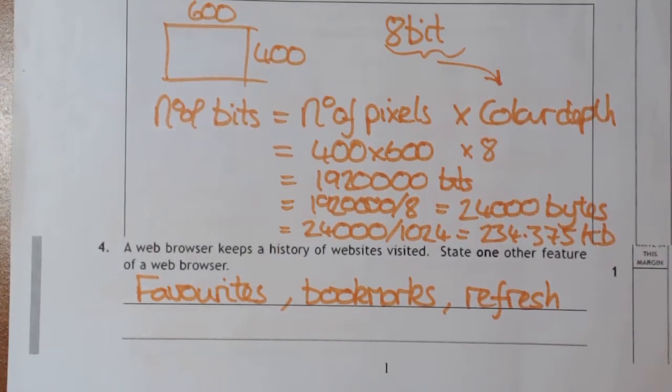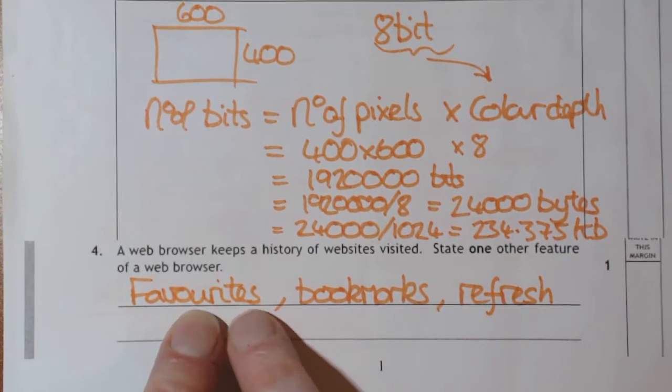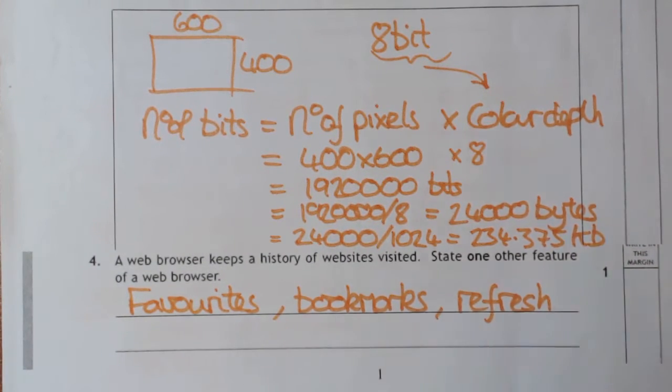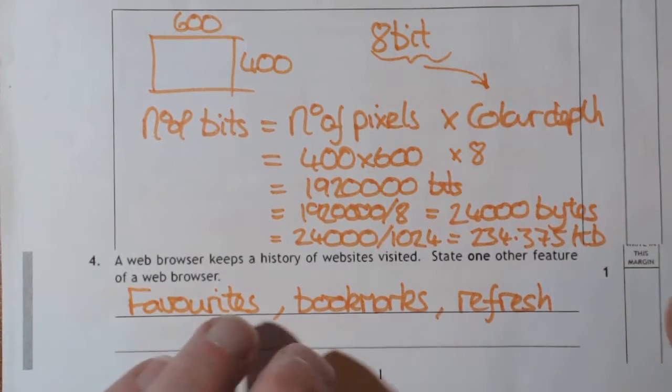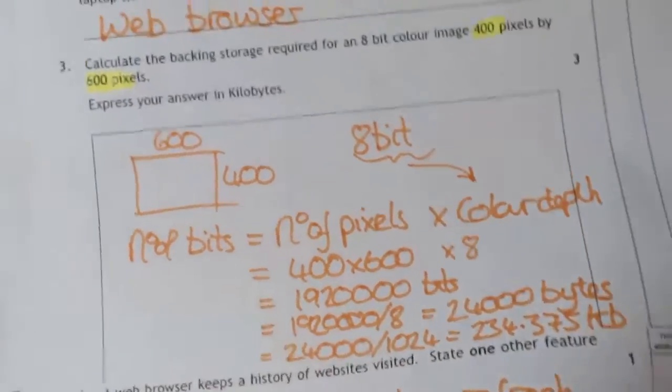Right, web browser, so again, what can you do? You can view websites, but you can add to your favourites, you can bookmark it. You've got the wee refresh button that you can press to actually refresh the page. So there's a number of different things you can do with a website, or a web browser should I say.